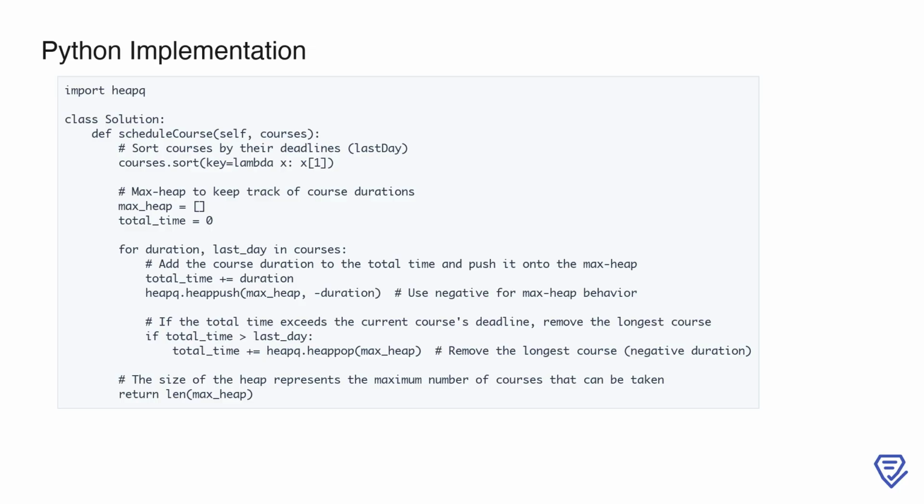Complexity analysis. Sorting the courses takes n log n, where n is the number of courses. In the worst case, each course is pushed and popped from the heap once, resulting in a heap operation cost of n log n. Therefore, the overall time complexity is n log n. The space complexity is n, due to the heap. This solution is both efficient and elegant, leveraging a greedy approach and heap data structure to solve the problem optimally.